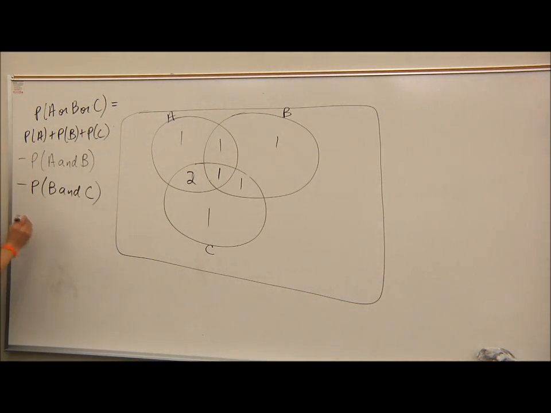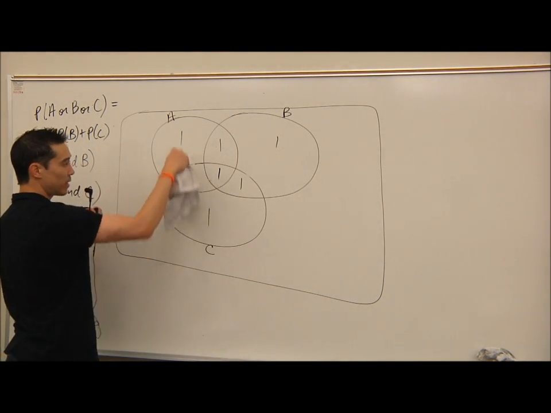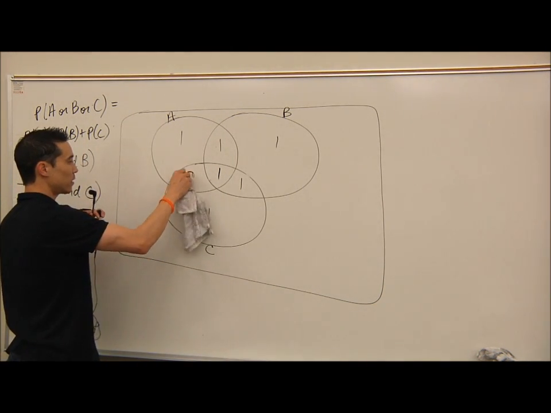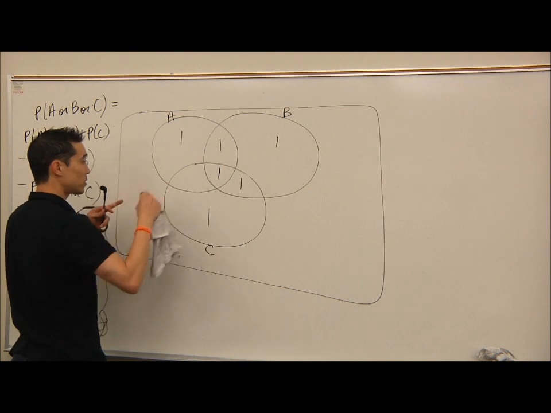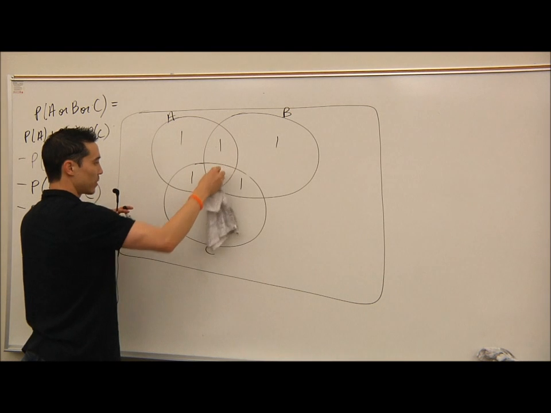Okay? Now let's subtract the probability of A and C. If I do that, what happens? This 2 here, so this is the overlap between A and C. This 2 becomes a 1, which is great, but unfortunately, what happens with this 1 here? It becomes a 0.